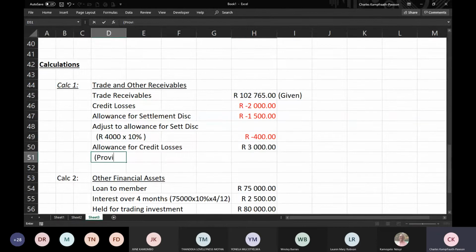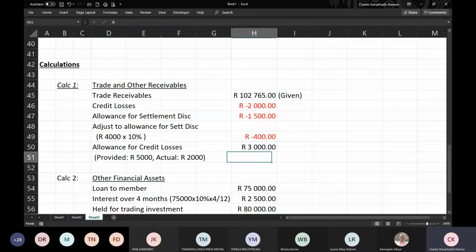Why? Because we provided 5,000, the actual was 2,000. So only the difference goes in. Everybody happy with that?